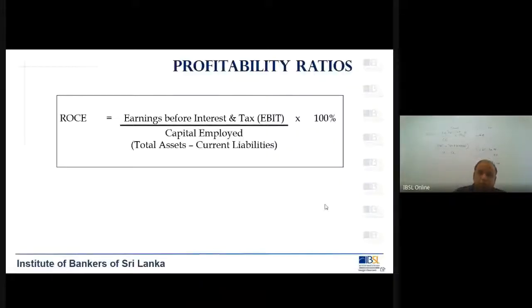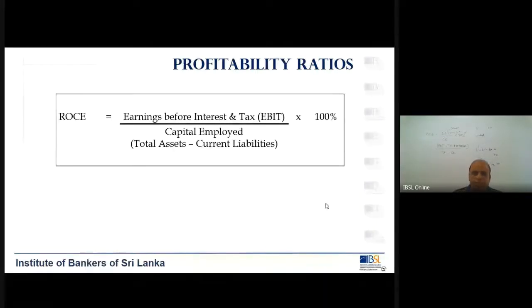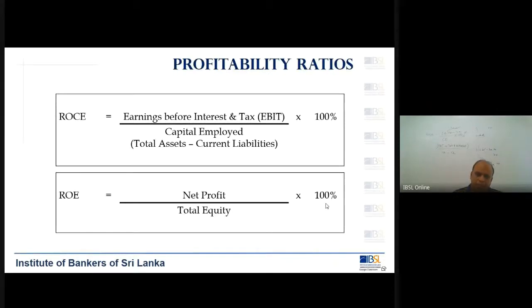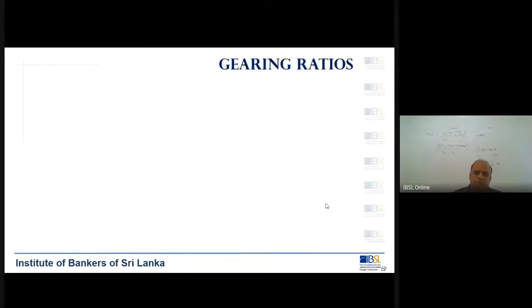So the earnings before interest and tax is, as I explained to you, you take the profit after tax and you add the interest and tax to that. But capital employed is total assets minus current liabilities. And return on equity is net profit divided by total equity. Net profit divided by total equity.